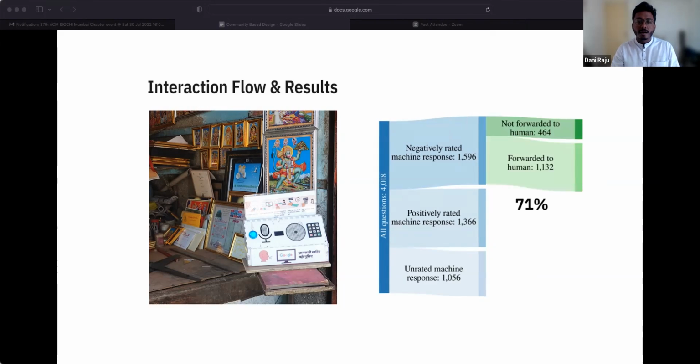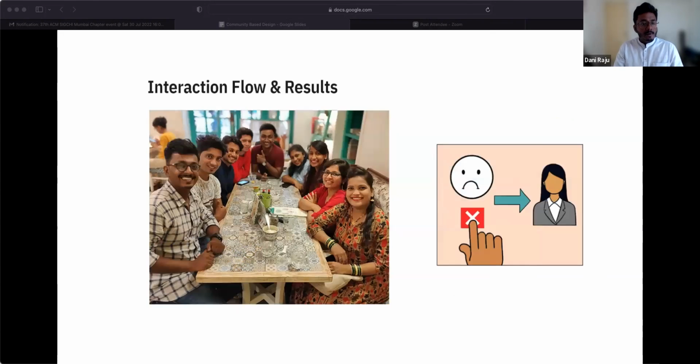So then the device gives out a prompt asking if they would like to send this question to a real person to answer. These are the community members who helped us in this study, and they were using an accompanying app, and the questions which were sent by the user to a human answerer were sent to their mobile phones.